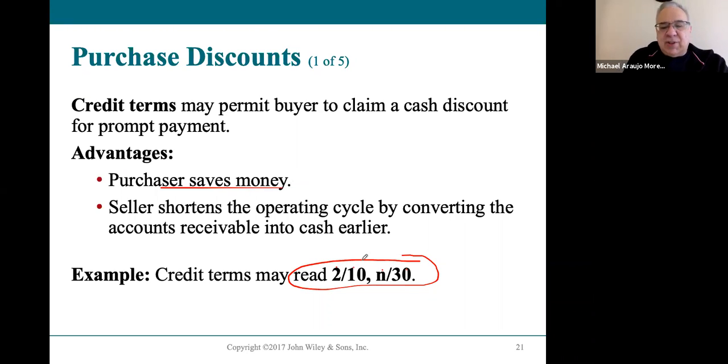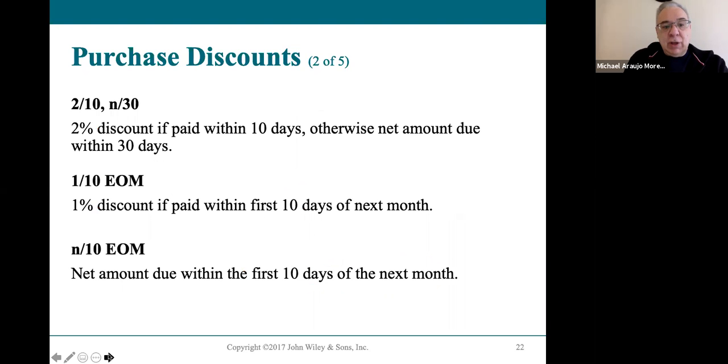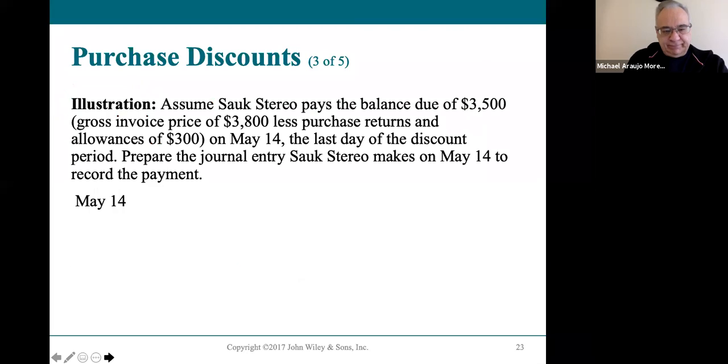Okay. For the seller, giving a discount means I'm collecting my cash early. And that's a big plus. I need cash. So there are a bunch of discount terms. 2/10 net 30 is the most common. So here's an illustration of a discount.